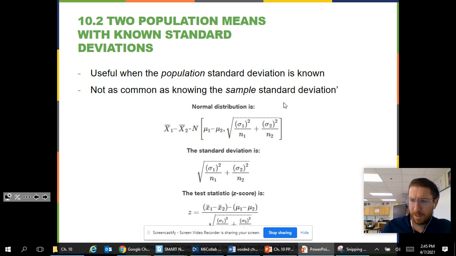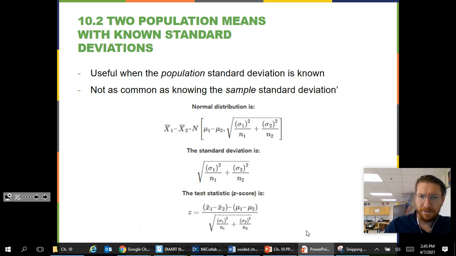This one is rather uncommon because if we're given a data set, we can calculate the population or the sample standard deviation just from using our calculators. But for whatever reason, this time we know the population standard deviation, but we don't know the sample standard deviation. And we have our formulas here. Formulas look pretty similar to the previous ones.